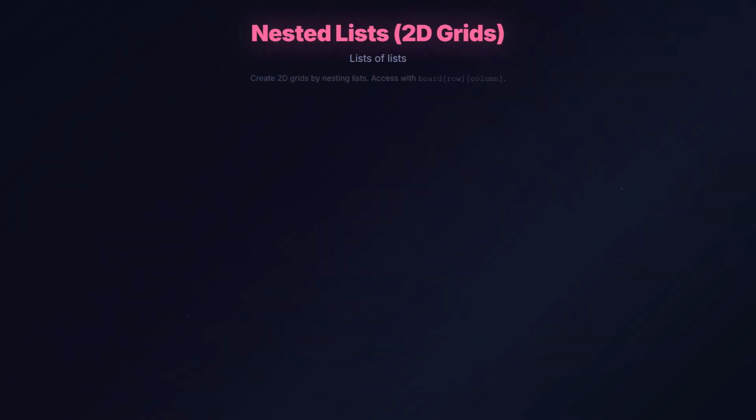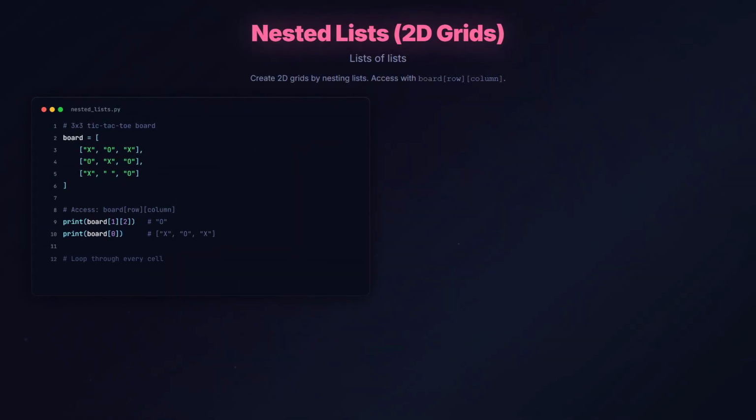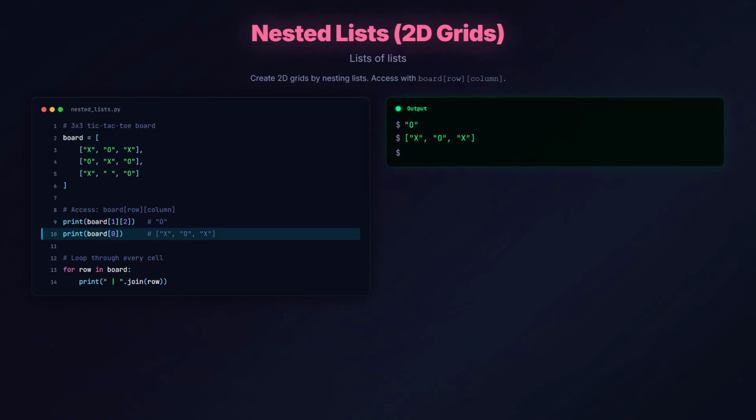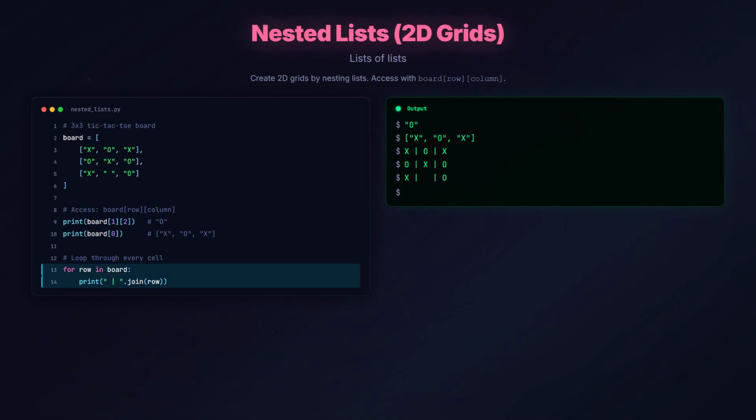Create two-dimensional grids by nesting lists. Access elements with double indexing: board[row][column]. Iterate through rows with a for loop, then through elements in each row. This pattern is perfect for games like tic-tac-toe, spreadsheets, or any grid-based data structure.